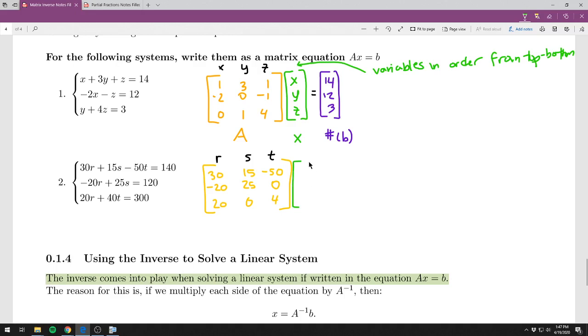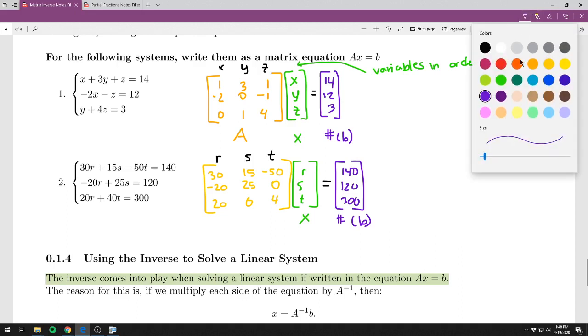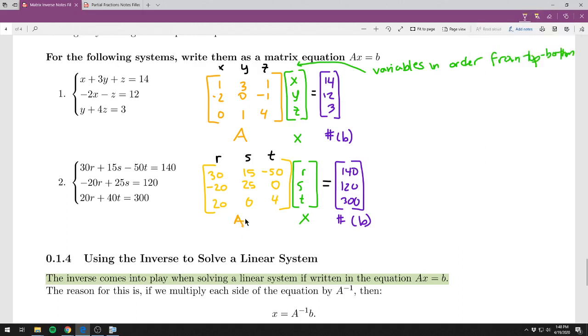The X column here is our letters in order, R, then S, then T. So it's really helpful if you actually do this when you set it up on your paper, because you can see easily the order to put them in. Right, and then finally the column of numbers. I don't know why I said column twice. We have 140, 120, and 300. Right, so that is how we set up a matrix equation for a system of equations.